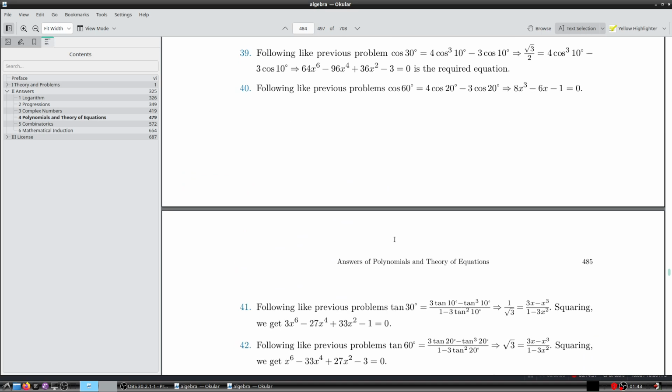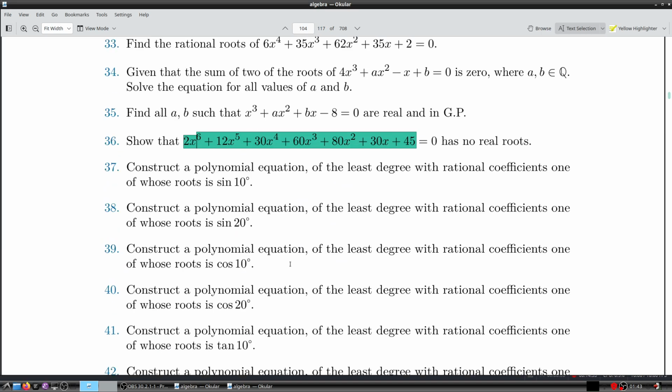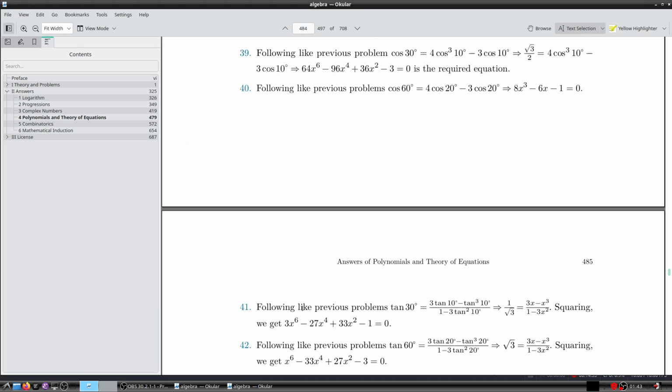Now we look at question 41. Question 41 is tan 10 degree. So for tan 10 degree, we have the formula tan 30 degree is equal to 3 tan 10 degree minus tan cube 10 degree by 1 minus 3 tan square 10 degree. Then we substitute tan 10 degree is equal to x, and we simplify and we get 3x to the power 6 minus 27x to the power 4 plus 33x square minus 1 is equal to 0.